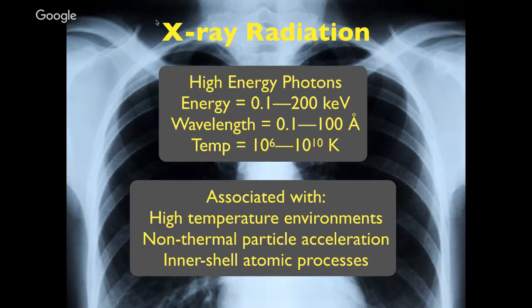They can be produced by non-thermal particle acceleration, for example, in strong magnetic fields, and they either produce or induce atomic transitions that involve the innermost shells in the atom. So whenever you talk about X-rays, if you think about atoms or atomic transitions, you're thinking about transitions that involve the deepest levels in the atom.